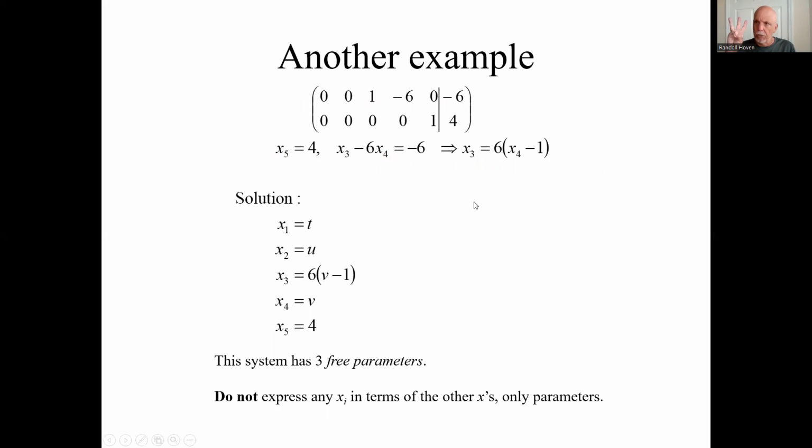And this system has 3 free parameters. I'll call them T, U, and V. I'll say x1 equals T, x2 equals U, x4 equals V, and x3 has to maintain this same relationship. So x3 equals 6 times quantity V minus 1, and x5 has to equal 4. So here's a way to express the solutions to the system. I have 3 free parameters. They can range over the entire real line.